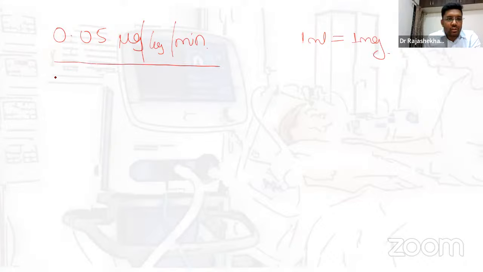Next question has been asked by many of the students. So I will tell you how I calculate the noradrenaline dose advice. What is the dose I require? For example, 0.05 microgram per kg per minute, and the concentration I have is 1 ml equivalent to 1 mg. So how will I calculate this? For a 60 kg patient, 60 kg into 0.05 is 3. So it is 3 microgram per minute.